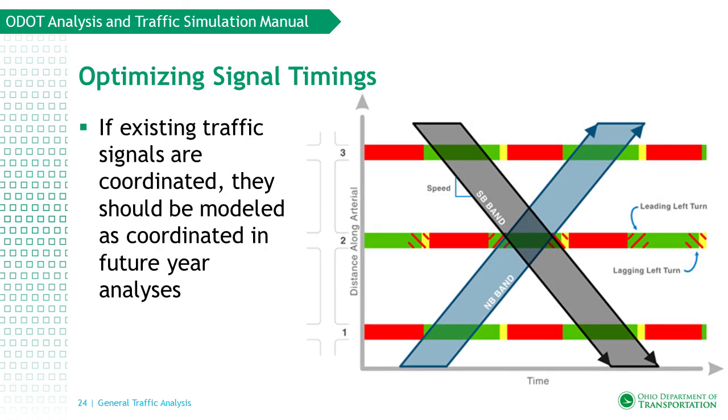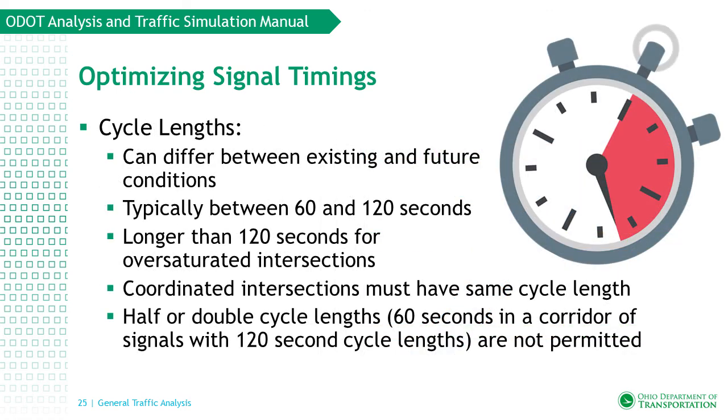If the existing traffic signals are coordinated, they should be modeled as coordinated in the future year analysis. Cycle lengths in the future year analysis can differ from existing conditions, but should typically be between 60 and 120 seconds. Cycle lengths longer than 120 seconds may be required for intersections that are oversaturated. Cycle lengths at all intersections along a coordinated corridor must be the same. Half or double cycle lengths, such as having one intersection operate on a 60-second cycle length while the other signals have a cycle length of 120 seconds, is not permitted.